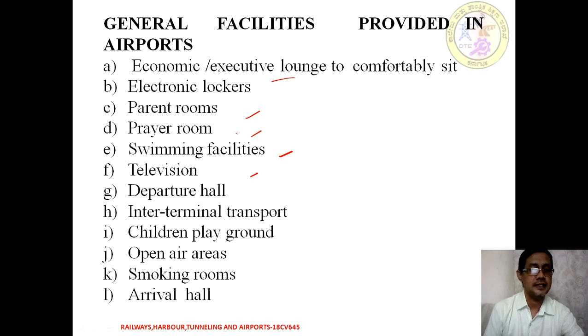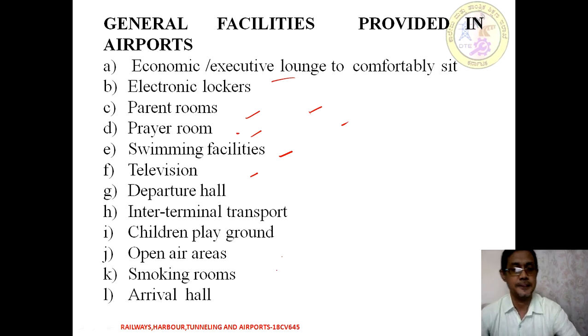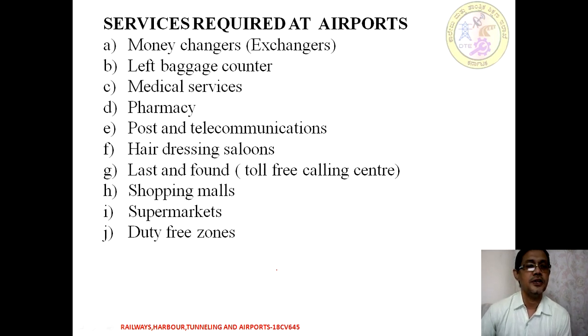Then there will be inter-terminal transports, the departure hall, a children's play home or playground, an open area, a smoking area, and the arrival hall. So these are a few of the general facilities we are going to be providing inside the terminal building.